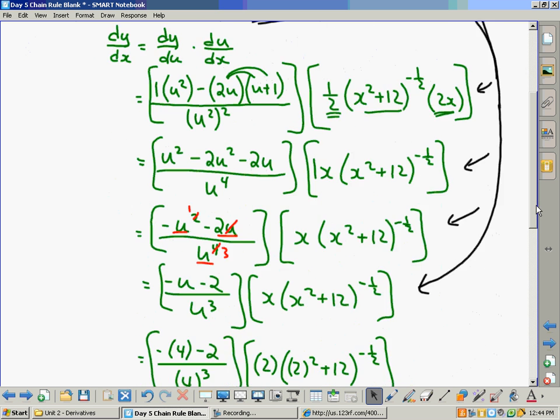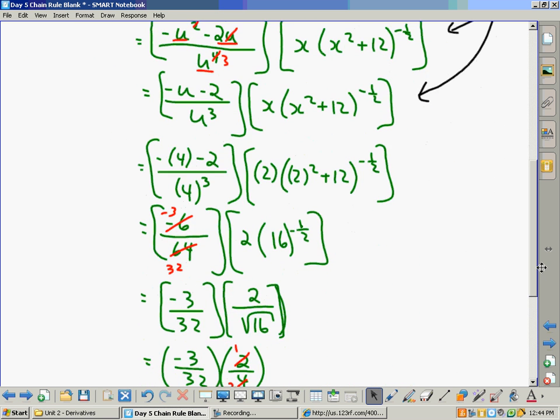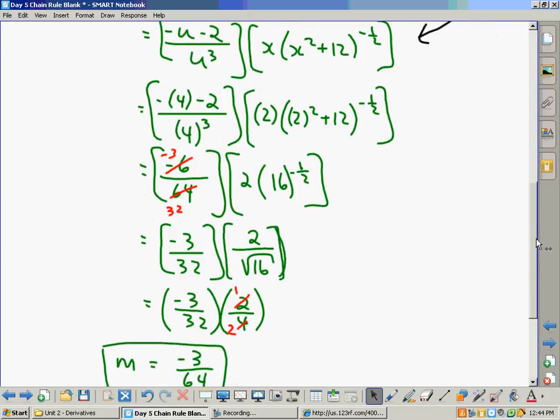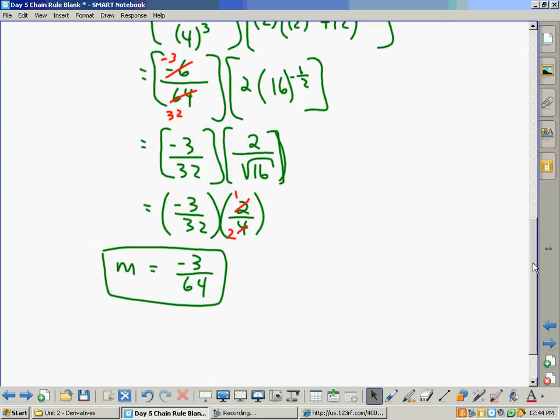All these middle steps are just simplifying to the point that you can substitute. And like I said, you can substitute at any point. When you substitute, you're going to substitute u equals 4 and x equals 2. Be careful of your order of operations and you're simplifying to get down that the slope of the tangent is -3/64.